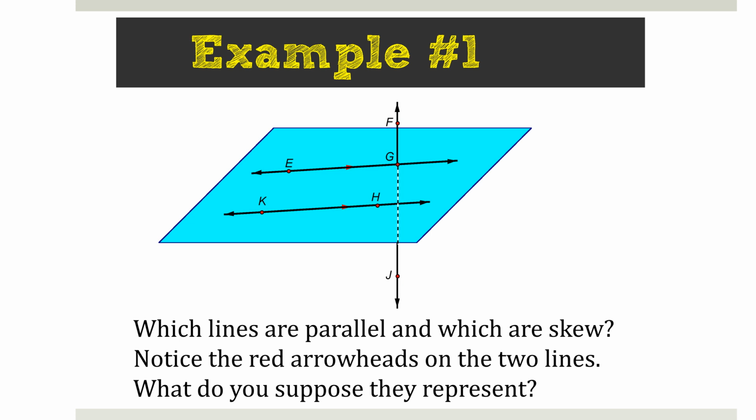And then the hard one is the skew lines. The reason the skew lines are difficult is because it appears that the line KH is intersecting the line FJ, but it's actually not, it's behind it. So those would be our two skew lines. And again, if you don't get the skew lines, it's okay, that's not important. What's more important is recognizing the parallel lines and recognizing the intersection lines.